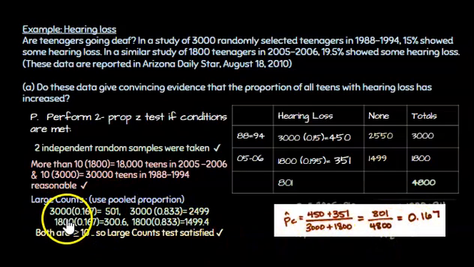So, first sample size was 3,000, and I round to a whole number. It's 501. 3,000 times the complement is this. Second sample was 1,800 times the pooled, gives us this. And the complement gives us this. Same song, second verse. Again, I need to say, what am I comparing it to? Well, both are greater than or equal to 10, so the large counts test is satisfied.